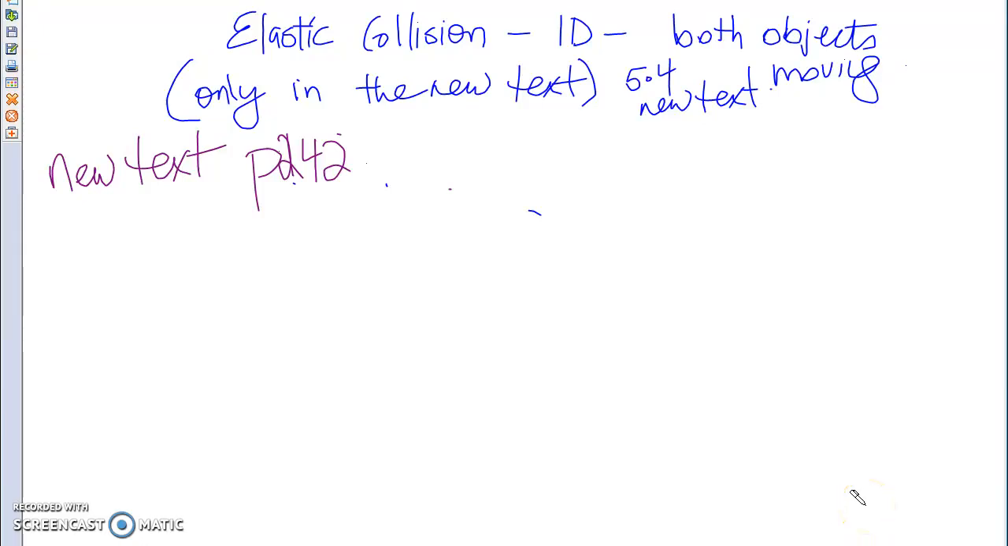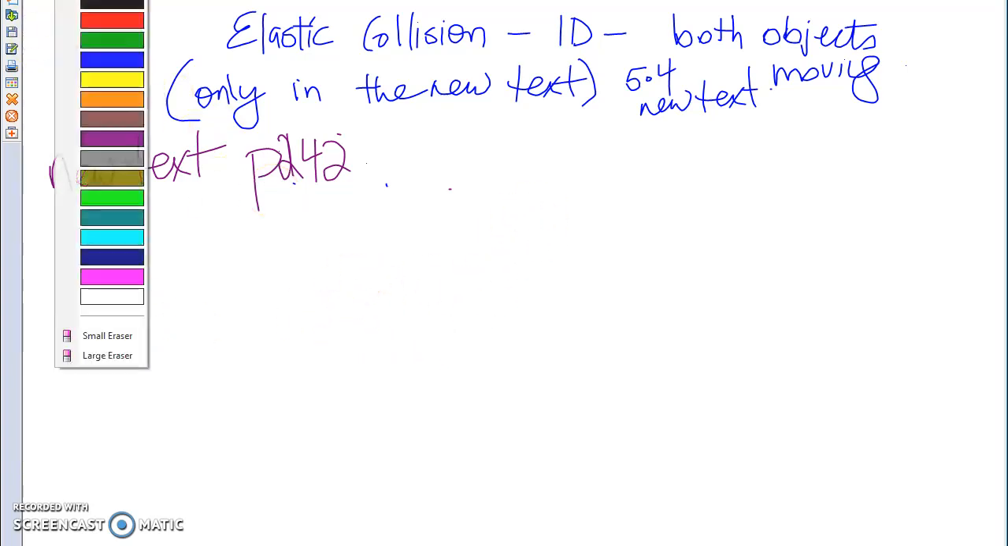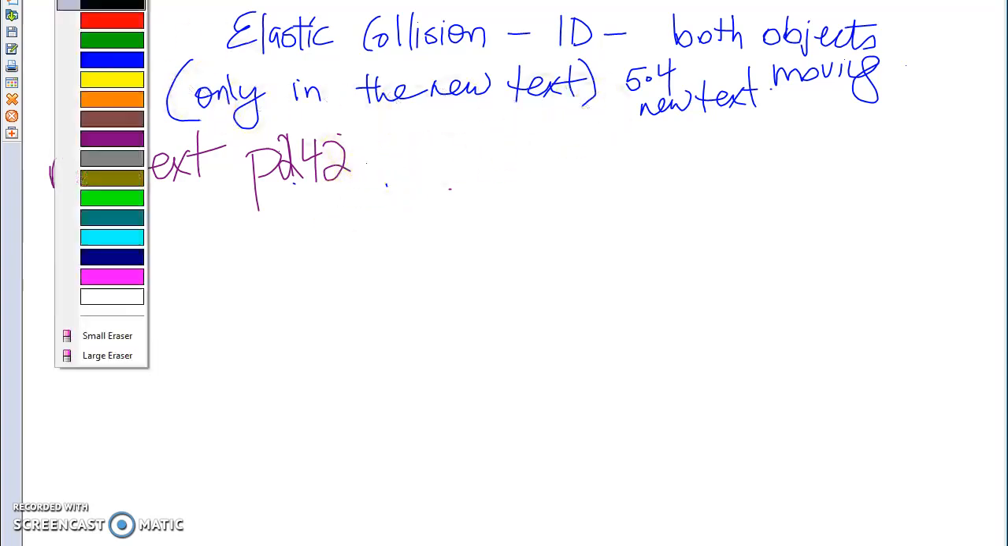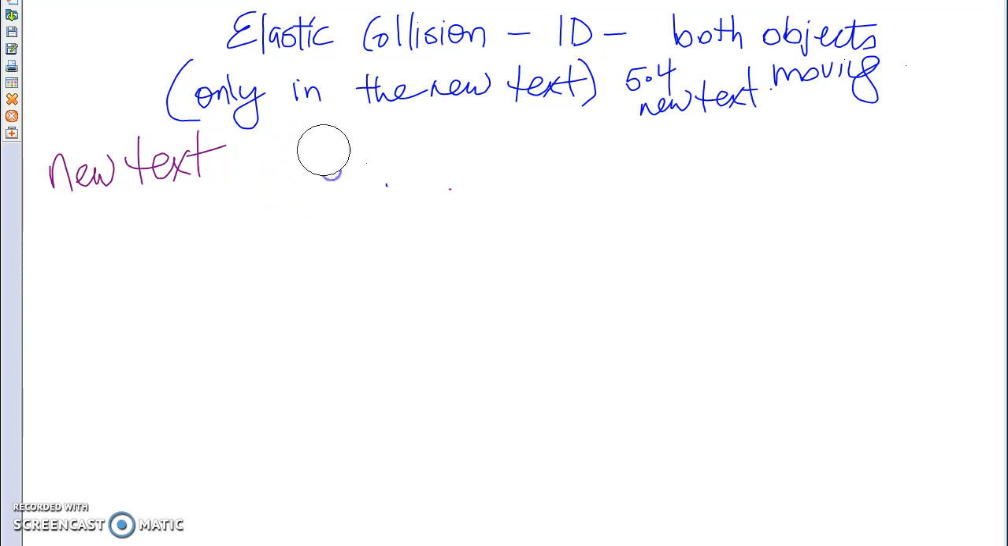Okay, hello everybody. So we're going to take a look at the following question. We are looking at elastic collision in 1D. However, we are looking at when both objects are moving. This is from the new Nelson Physics textbook, and this is on page 242. And the question is as follows.